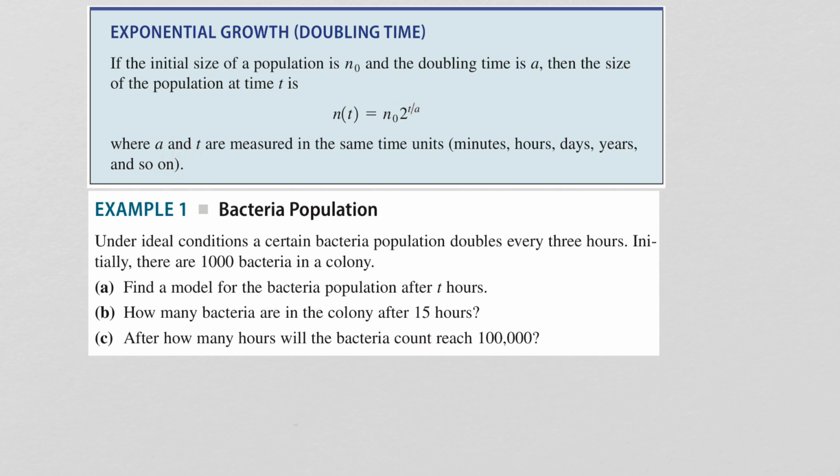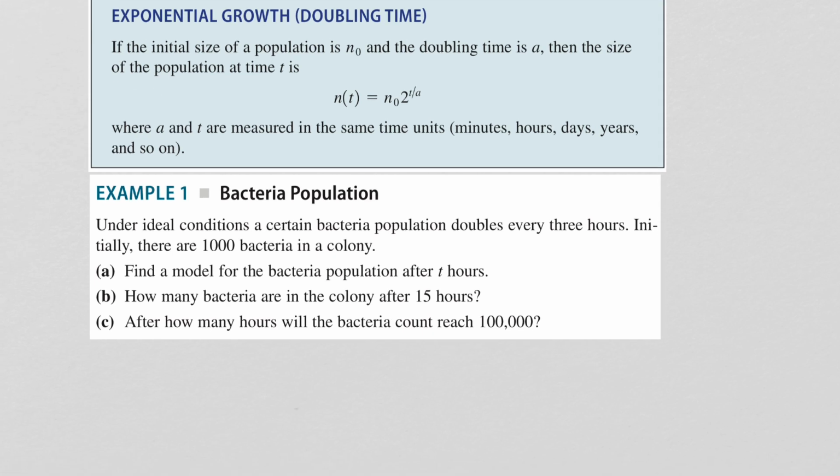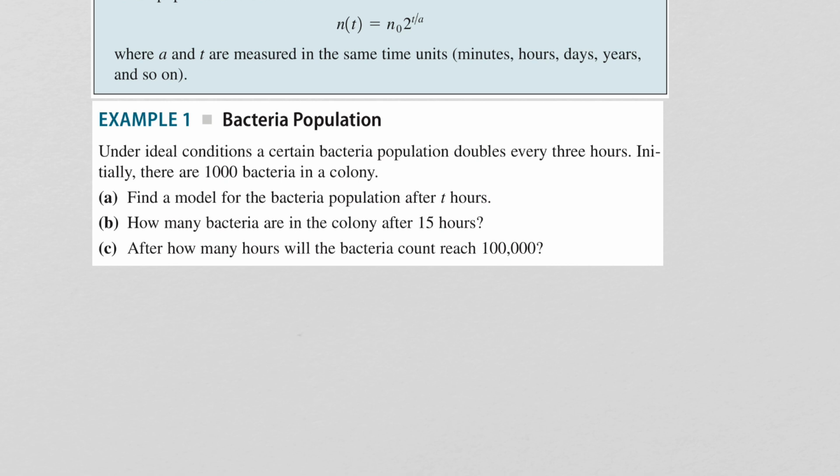So a and t are measured in the same units of time. That could be minutes, hours, days, years, etc. But we have to make sure that those are measured in the same units of time. So this is a way of coming up with a population growth model if you know how long it takes for a population to double.